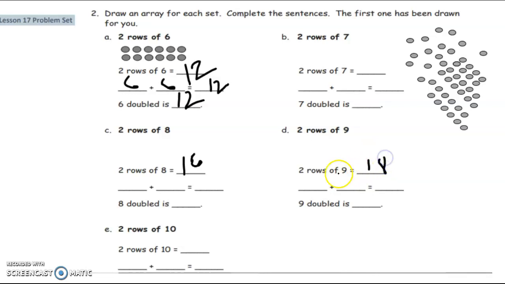And of course, the equation is 9 plus 9 equals 18. And 9 doubled is 18. This is one that we have done already today in our application problem. 2 rows of 10 is 20. And our addition equation would be 10 plus 10 equals 20. And 10 doubled is 20.